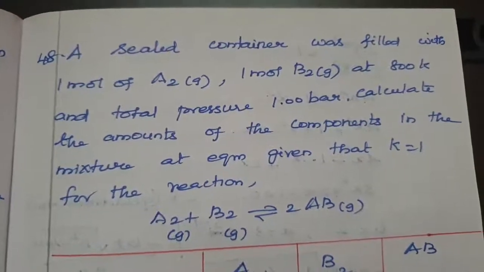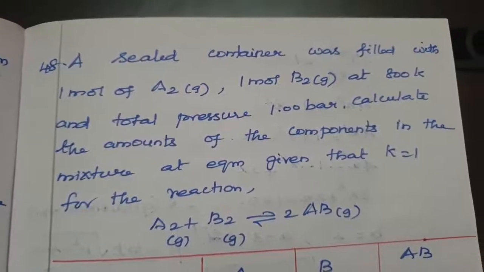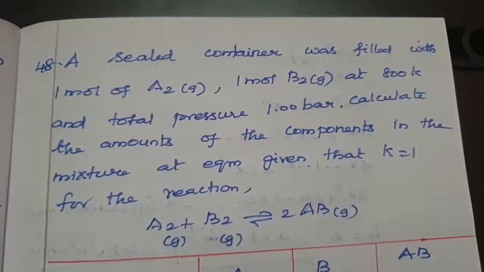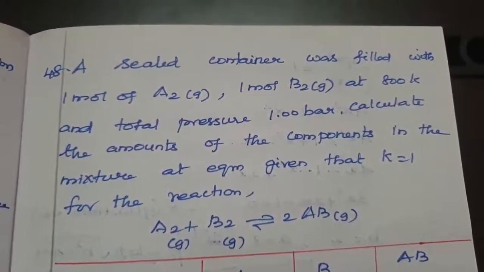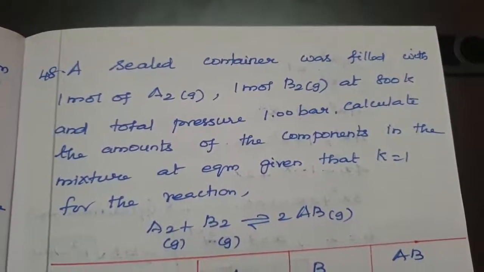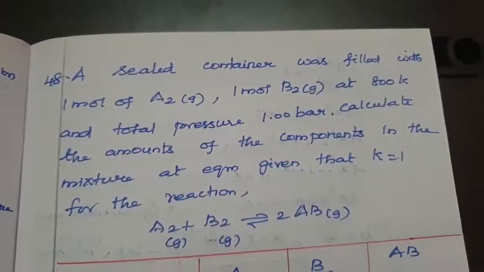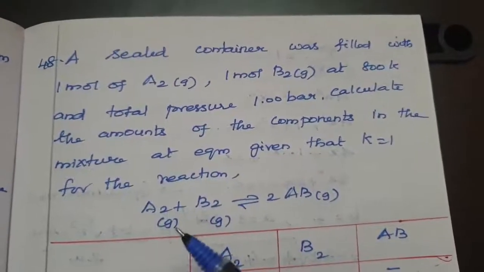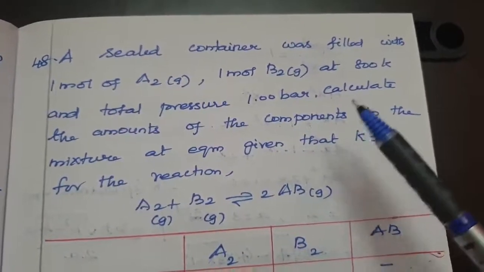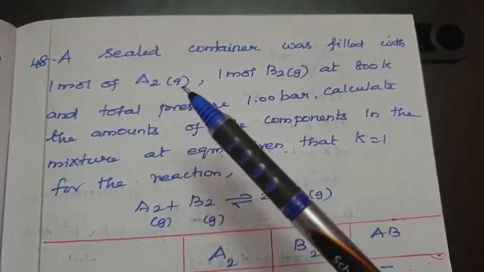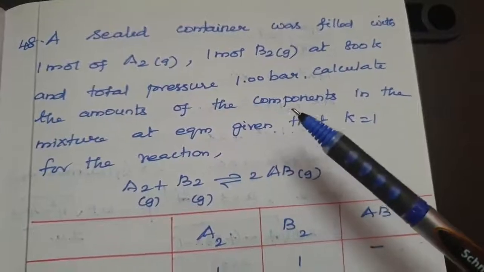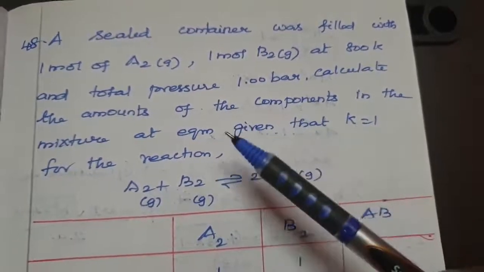Next problem, number 48, a book back problem. A sealed container was filled with 1 mole of A2 and 1 mole of B2 at 800 Kelvin and total pressure 1 bar. Calculate the amount of the components in the mixture at equilibrium, given that K is equal to 1 for the reaction. What is the reaction given? A2 plus B2 gives 2AB. So this is the reaction. The K value is given, and the temperature and the concentrations of A2 and B2 are also given. You just have to calculate the amount of the components in the mixture at equilibrium.